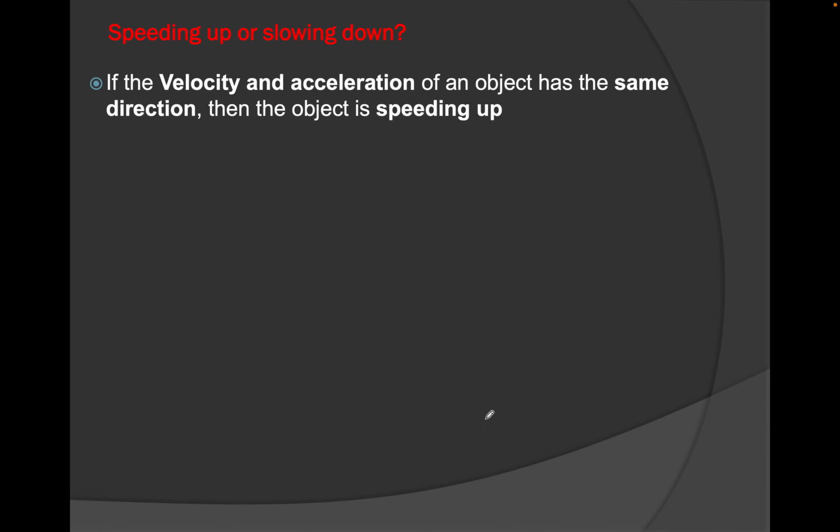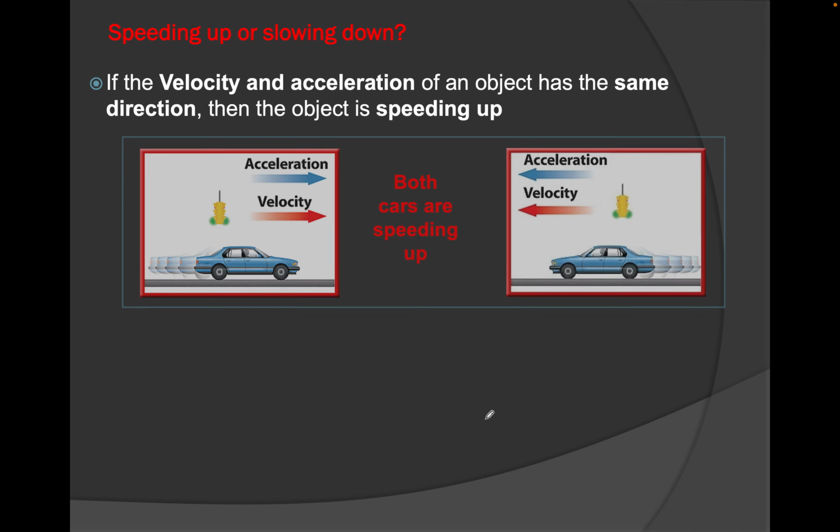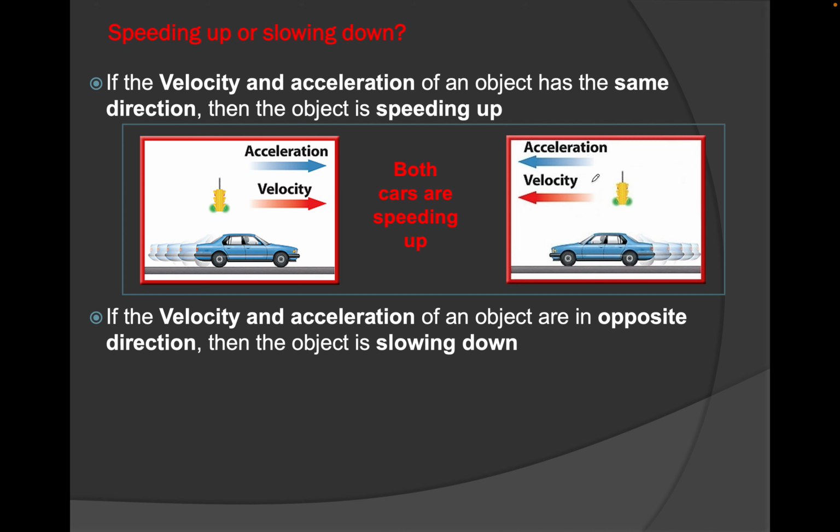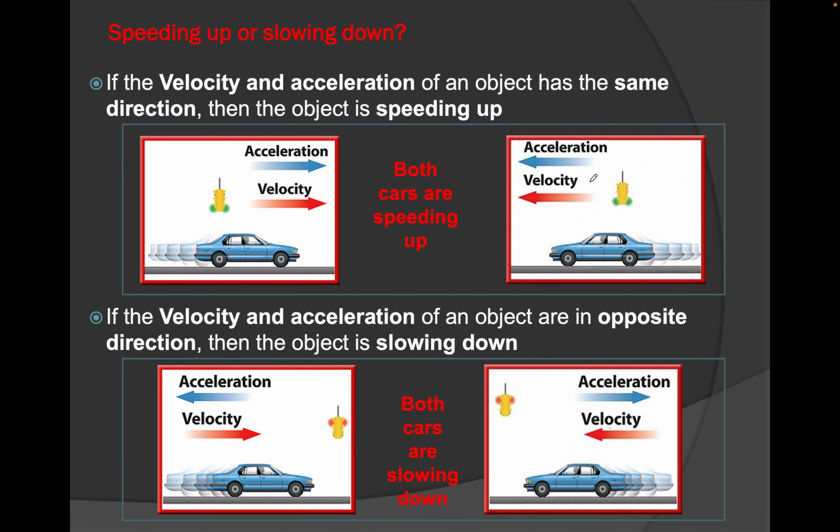So if the velocity and acceleration of an object have the same direction, it will be speeding up. If I have a car pointing to the right, the speed is to the right and the acceleration is to the right, it is speeding up. Likewise, if it's going to the left, it will be speeding up. However, if they're in opposite directions, it will be slowing down. Speed is currently going to the right, but if I press the brake, my acceleration is negative, going to the left, just like the previous example we did. So he will slow down.